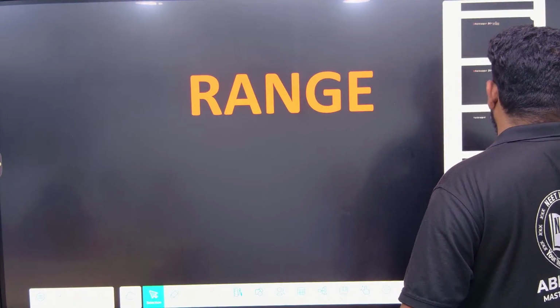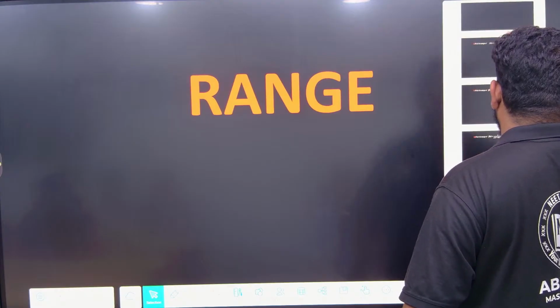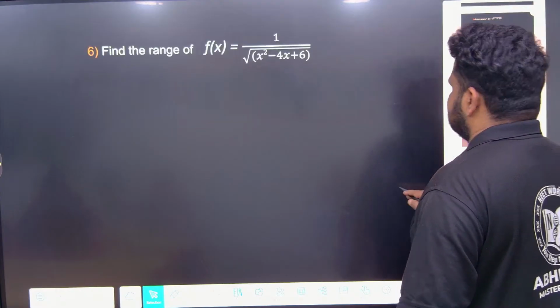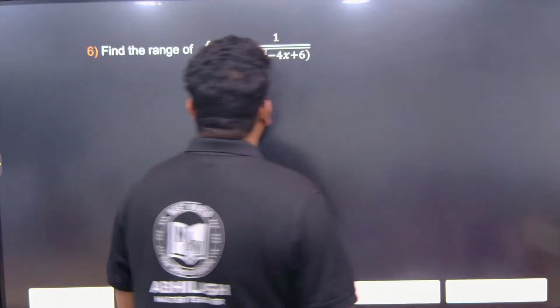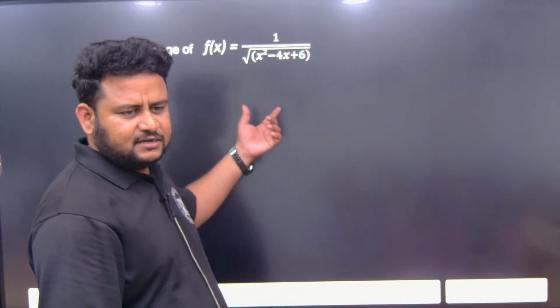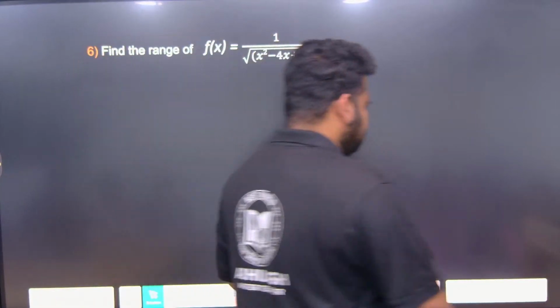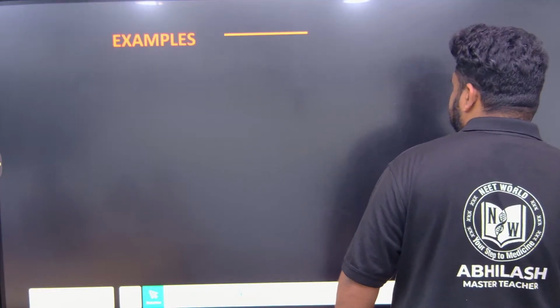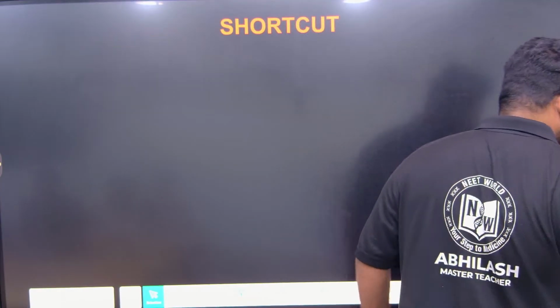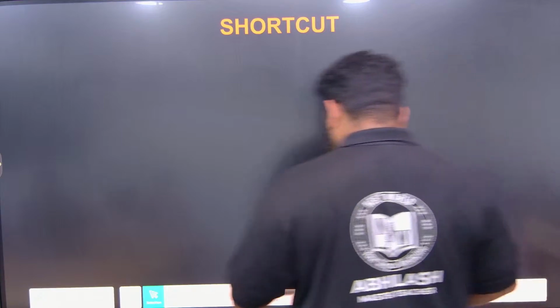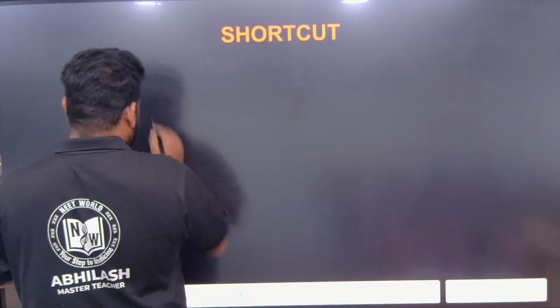Let us do some more questions on range. This is the question that is given. Find the range of this one. I think we have done this, right? This is done. Now there is one shortcut to find the range if they ask this type of questions.